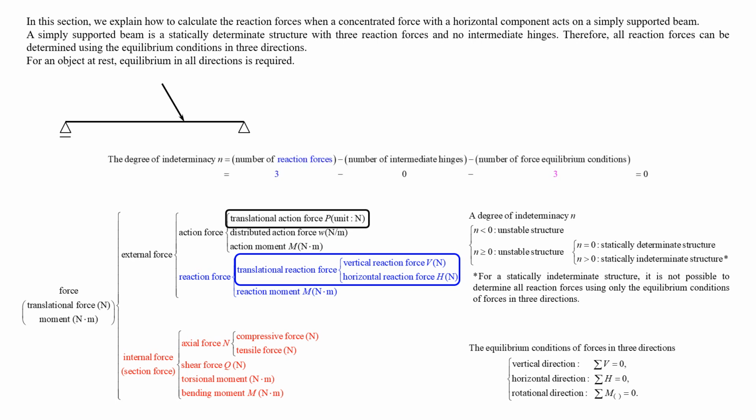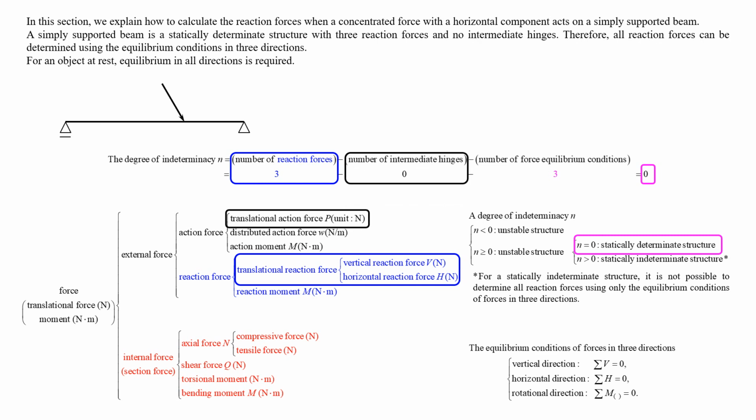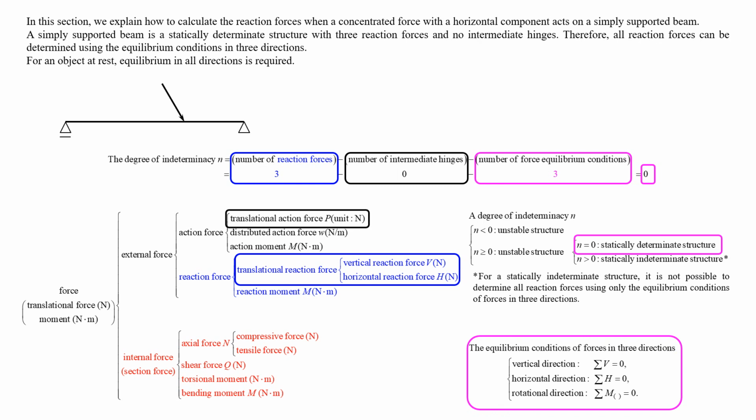A simply supported beam is a statically determinate structure with 3 reaction forces and no intermediate hinges. Therefore, all reaction forces can be determined using the equilibrium conditions in 3 directions. For an object at rest, equilibrium in all directions is required.